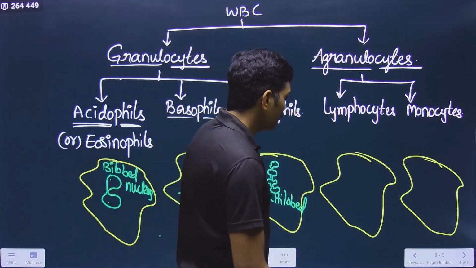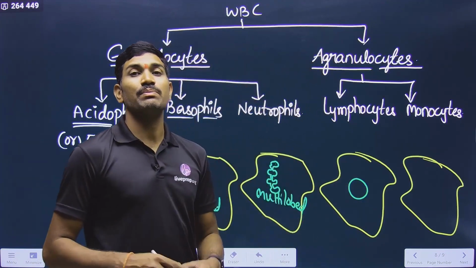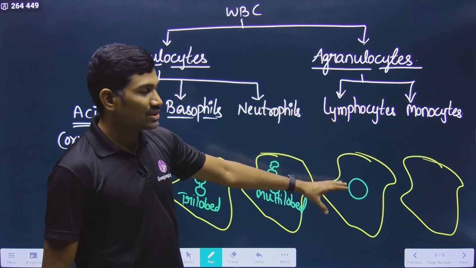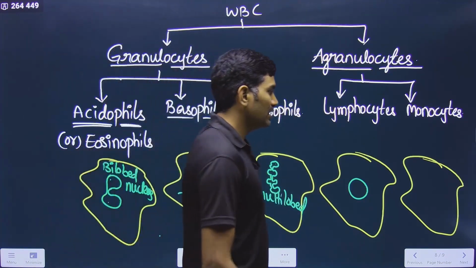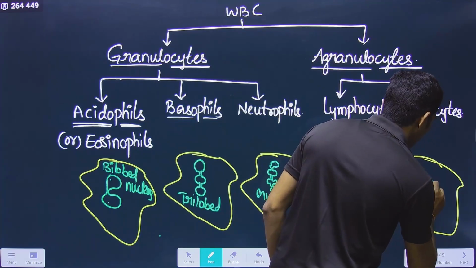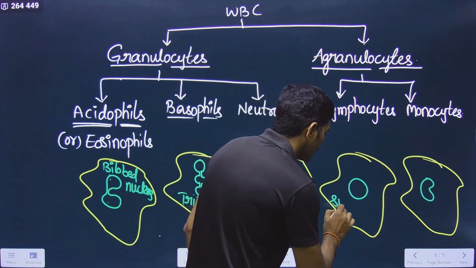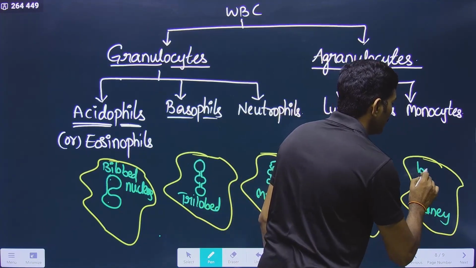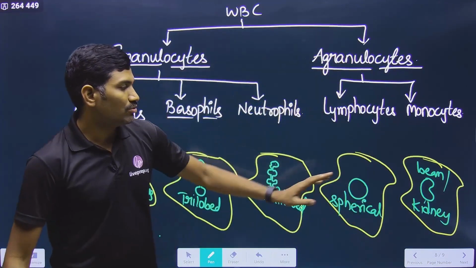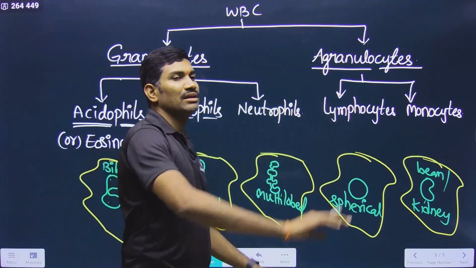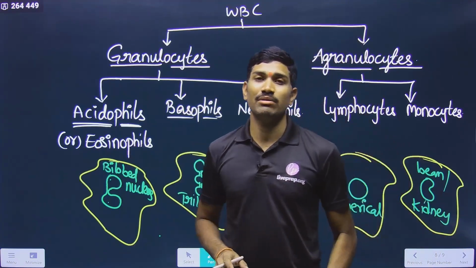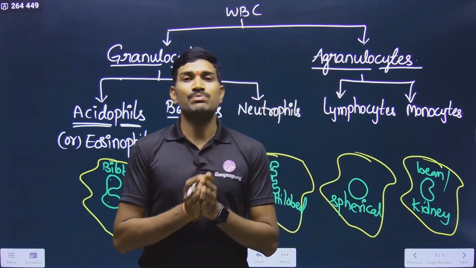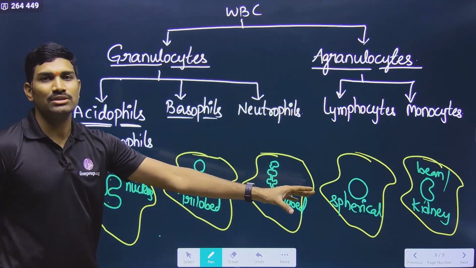Coming to the lymphocytes. In the case of lymphocytes, whether B lymphocyte or T lymphocyte, they have a spherical shaped nucleus. But in the case of monocytes, they have a bean shaped or kidney shaped nucleus. So the cell shape, for any WBC, is irregular. But if you are talking about the shape of the individual nucleus, yes, it has a specific shape. This is the information that we are studying here.